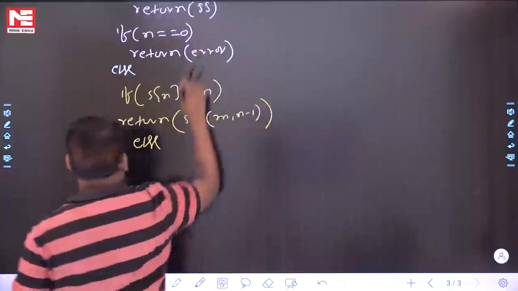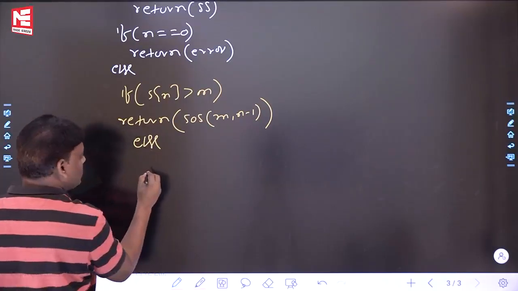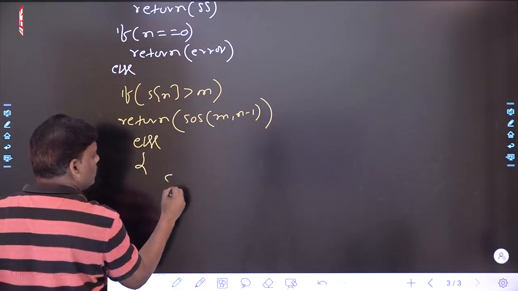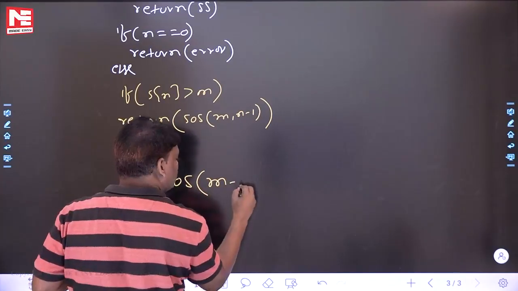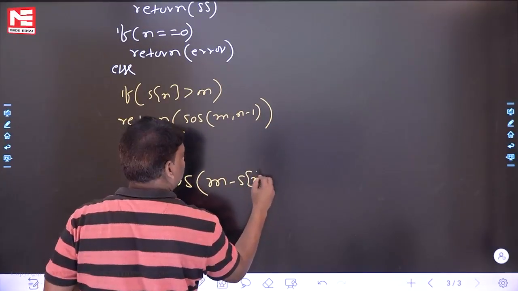So see this one. Else. See the answer. What is the answer? You have to do else like this: SOS of m minus S of n. Right?